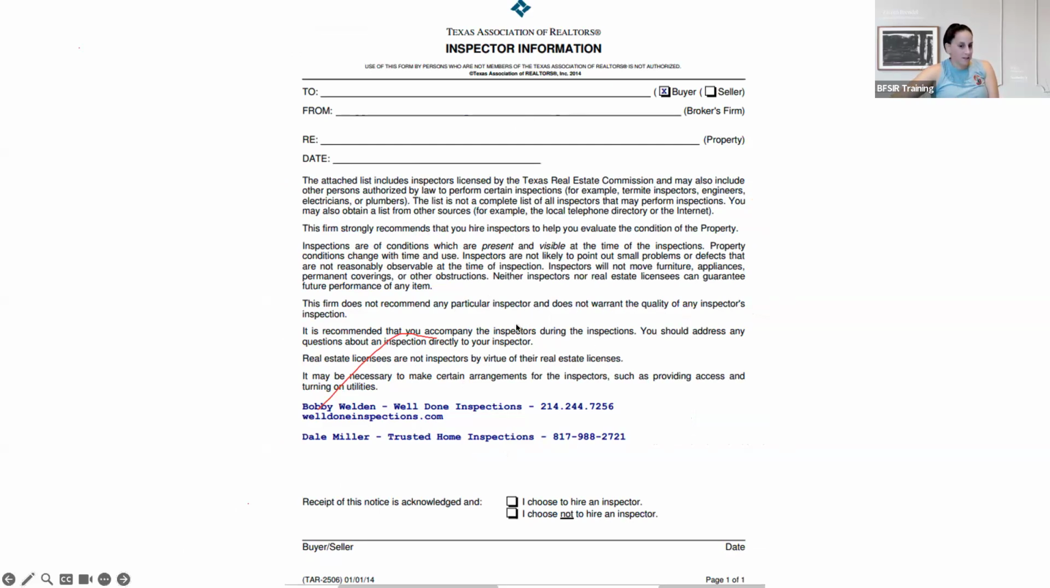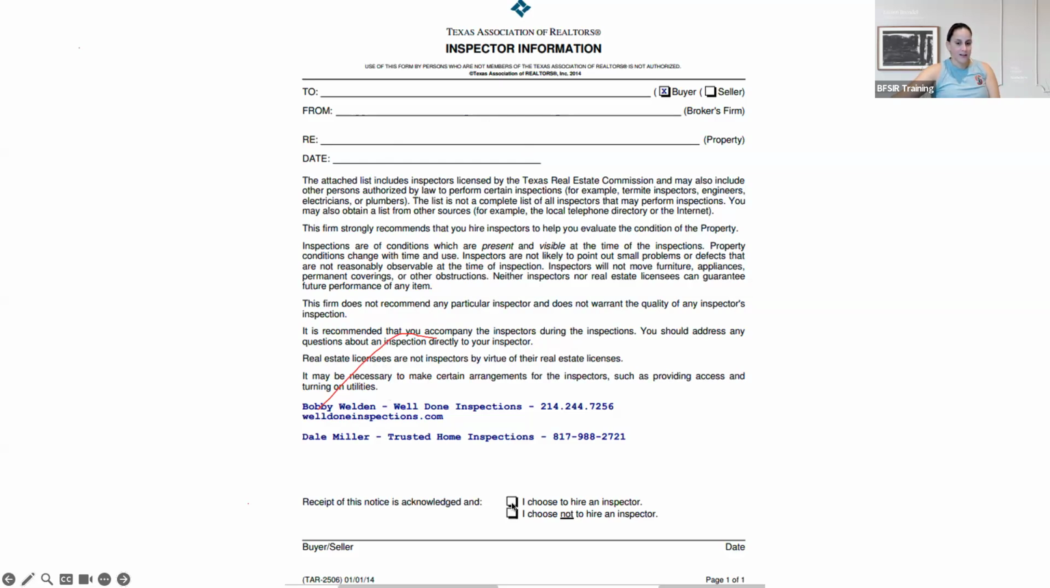We don't warrant the quality of their work. We recommend that you accompany them so that you can have questions, meaning show up at the end. You don't need to follow them around. We are not inspectors. And then you can put the names of a few inspectors, right? I think this is just a CYA for us. It's a helpful document. I want to make sure you guys are aware.